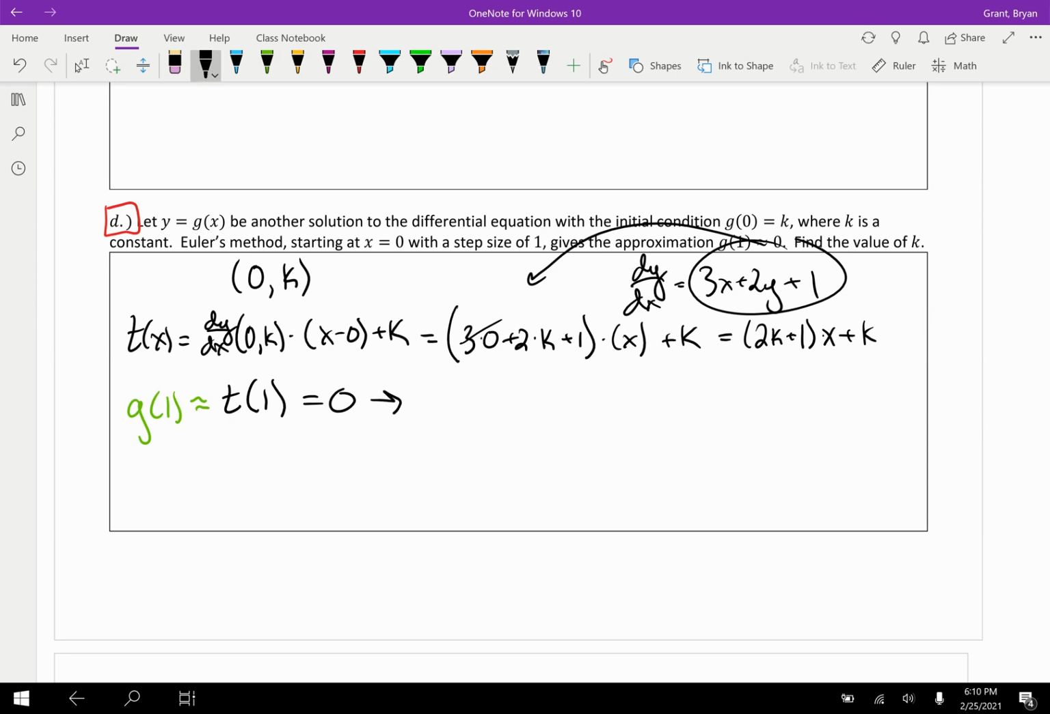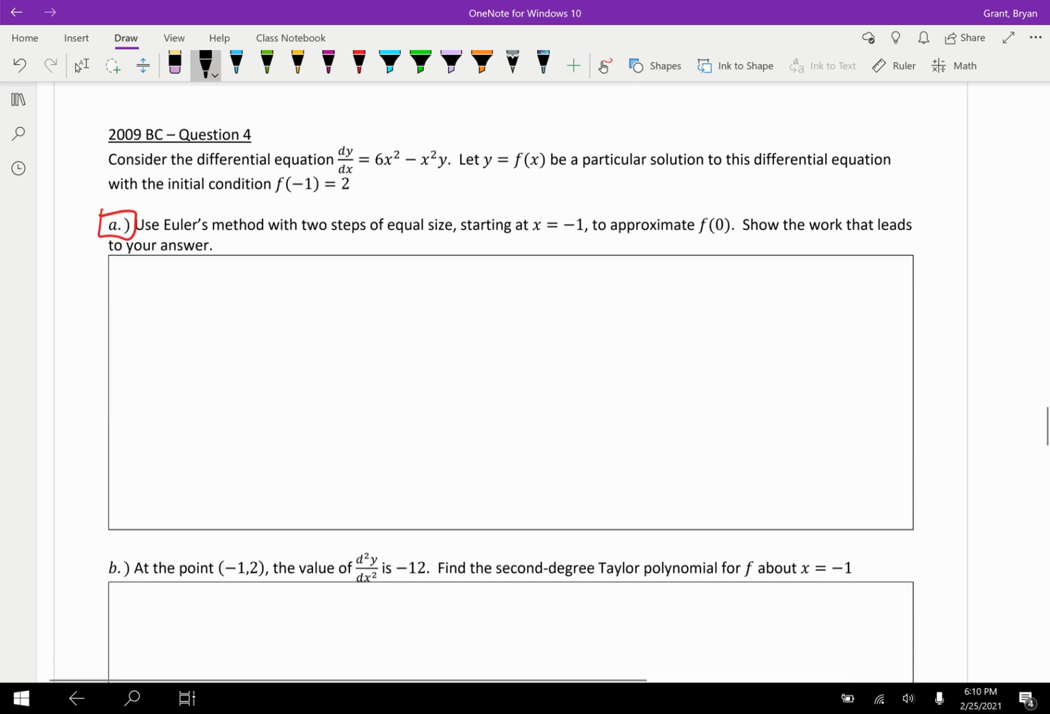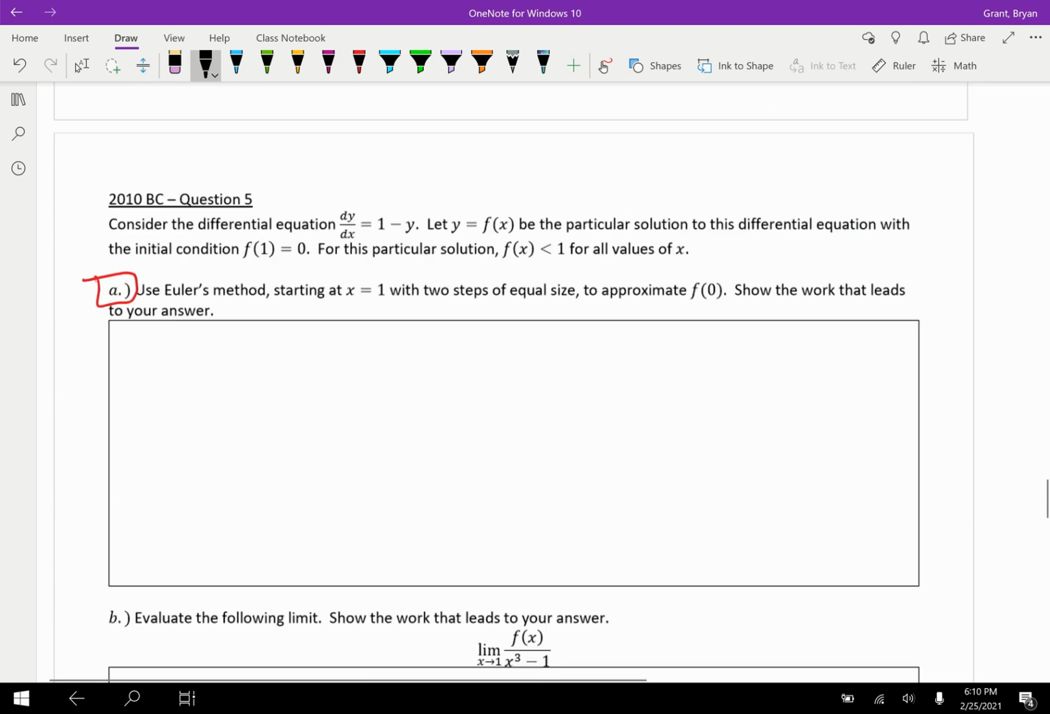So what does that mean? Well, t of 1 is going to be found by taking this 2k plus 1, replacing the x with 1, plus k, and setting that equal to 0. Finishing the solution, it looks like we have 2k plus 1 times 1 is just itself, plus k equals 0. I'm looking at 3k equals negative 1, and so k equals negative 1/3. Just a clever way to do it, giving you a variable here. I've seen others that have a step size of 2 and things get really complicated, but I didn't feel like throwing that on here. There's already enough practice, and really you're just going to need a basic Euler's method to be successful.